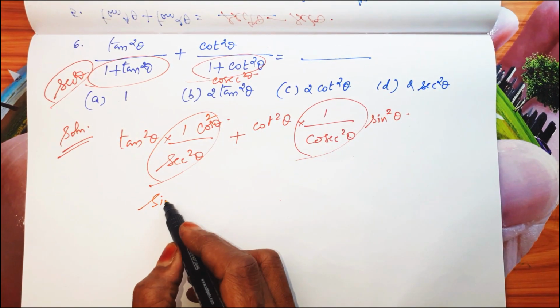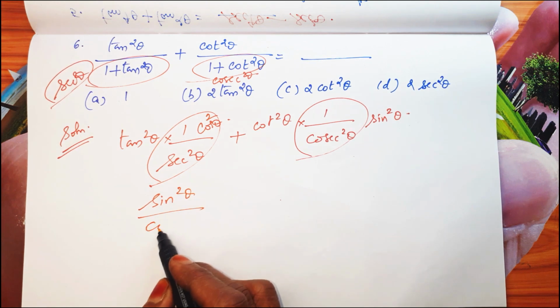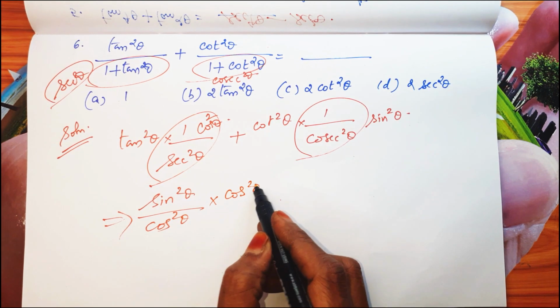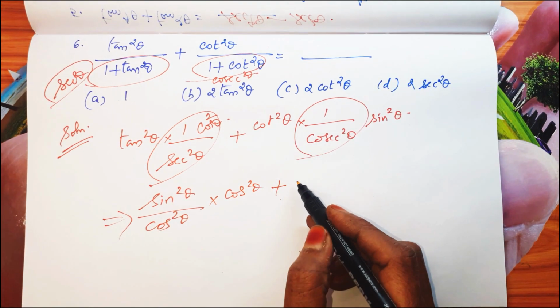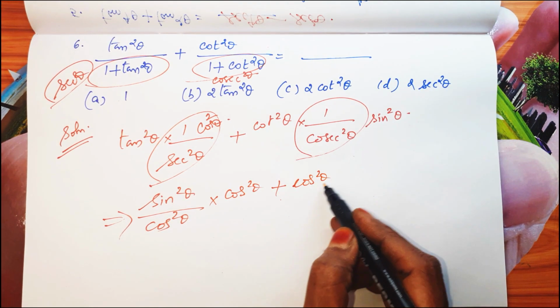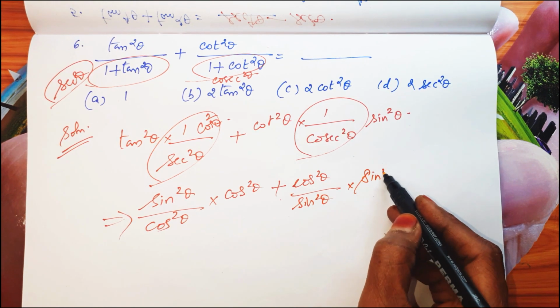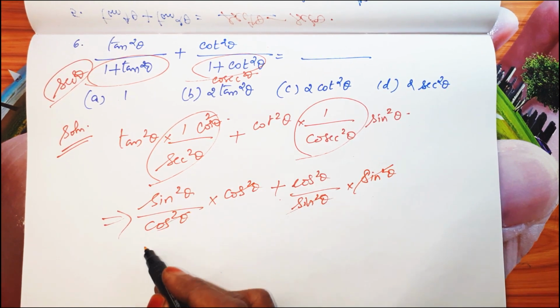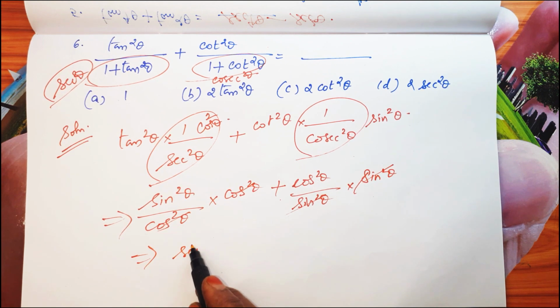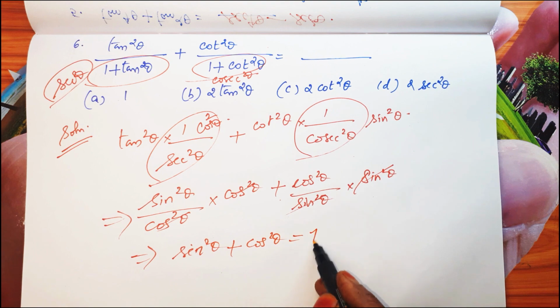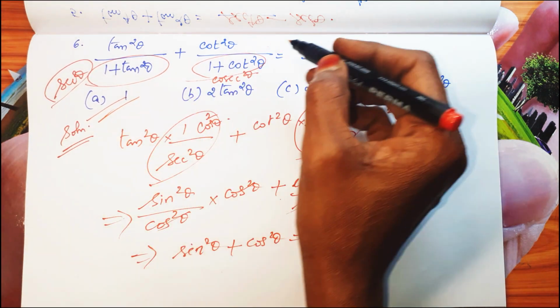So tan squared can be written as sin squared by cos squared into cos squared theta, plus cos squared by sin squared into sin squared theta. So after cancellation we are getting sin squared plus cos squared, which is 1. So the answer is 1.